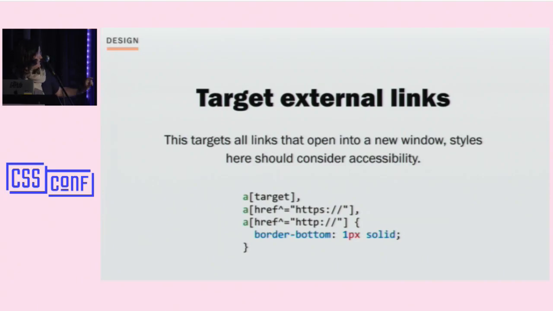Another thing that is a nice snippet is to target all of your external links, because your app will probably have a lot of internal links, but in Electron, if it has an HTTP or HTTPS, it's probably an external link, and so you can nicely target those and think about accessibility and how you differentiate your links that are opening in another application, another window.